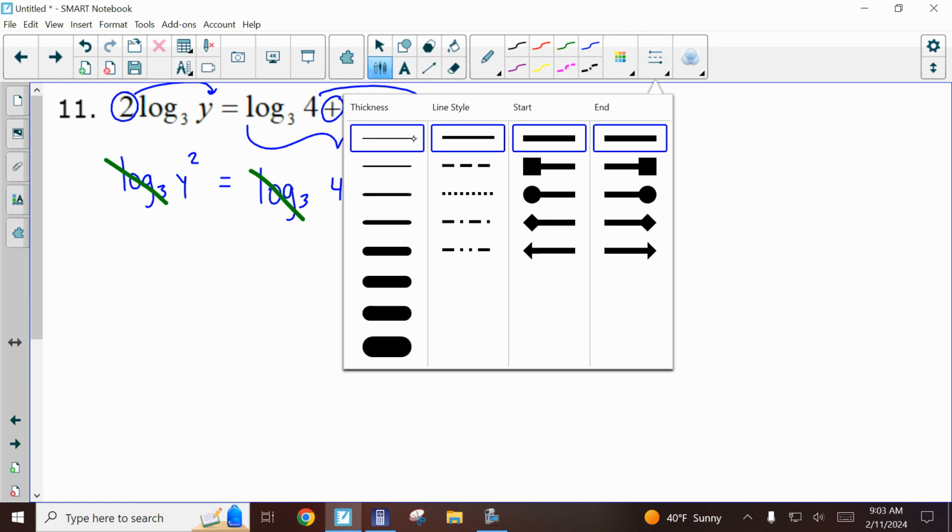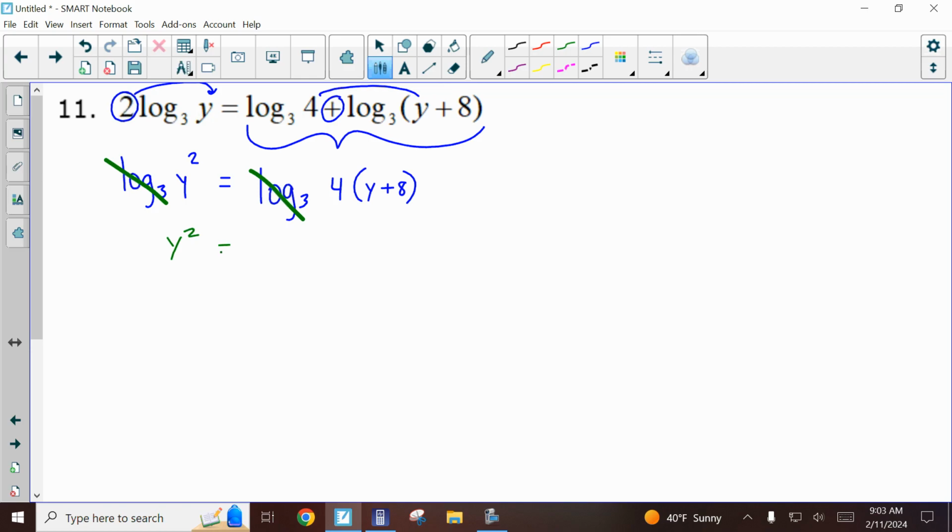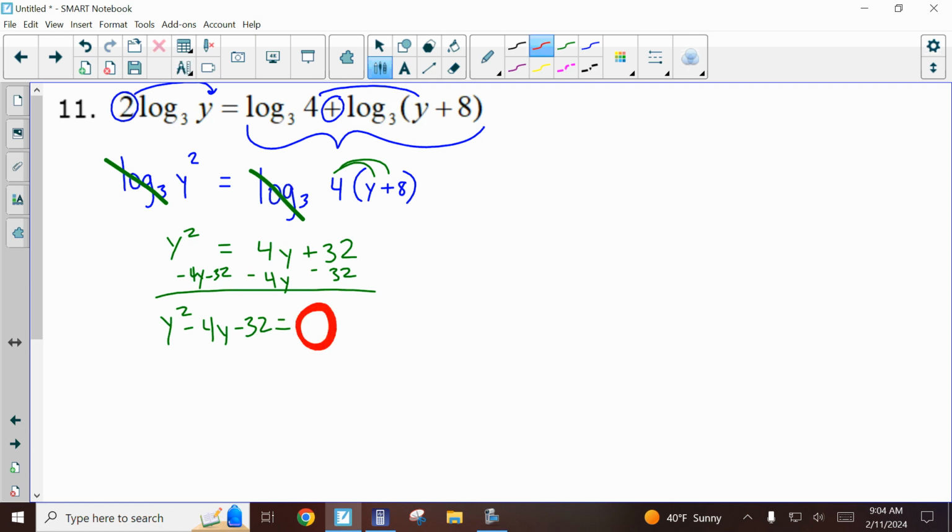So let me go ahead and rewrite this as y squared equals, let me also distribute this, 4y plus 32. So then what we're going to do, anytime there's a y squared, we can use the solver. So I'm going to move this stuff over to the y squared. I'll bring this over here, but I'll also bring this over as well. So this is going to say y squared minus 4y minus 32 equals 0. And we all know what the big fat red 0 means.